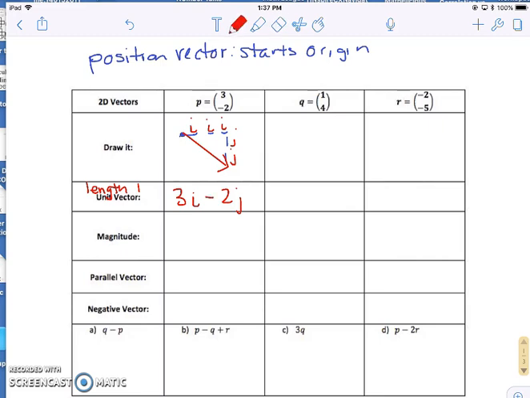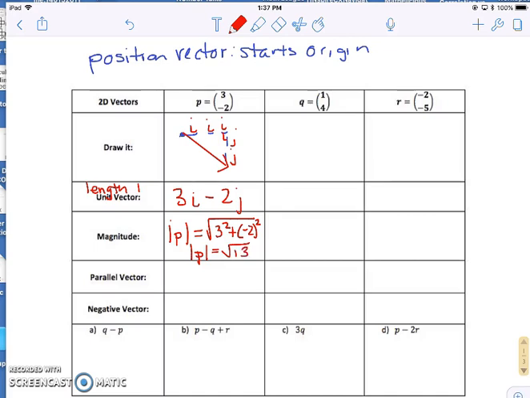Now if you need to find the magnitude, you should recognize right here these are right triangles, so we could use the Pythagorean theorem. And magnitude is denoted with absolute value signs. So our magnitude equals the square root of 3 squared plus -2 squared. So our magnitude equals the square root of 13.